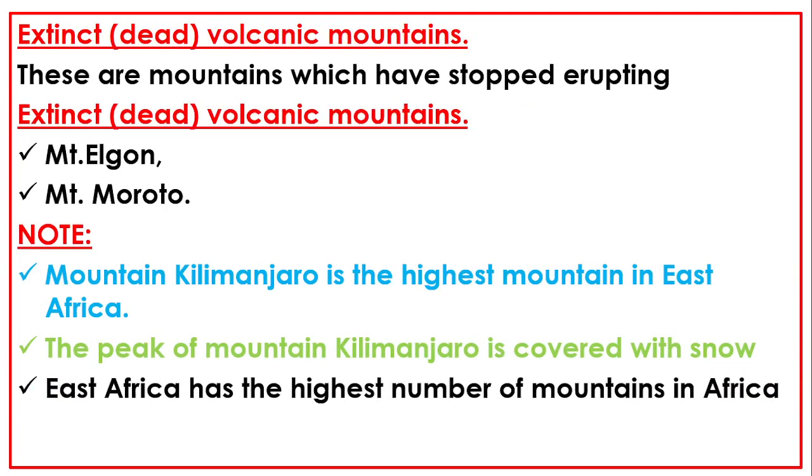Yes, this one means when you see the whole of Africa, it is East Africa that has got very many mountains. Most of them are found in Uganda, others in Kenya, and then Tanzania. So when you compare the whole of Africa, many mountains are located in East Africa.